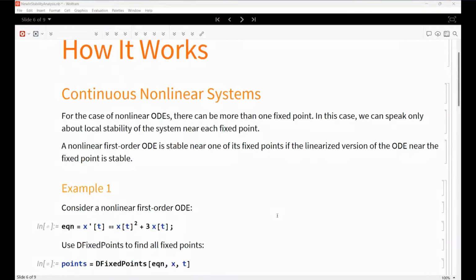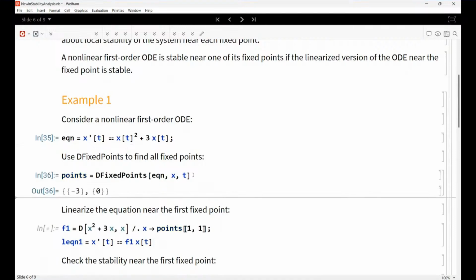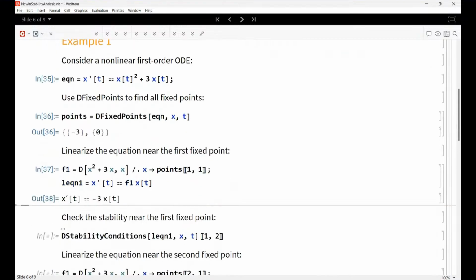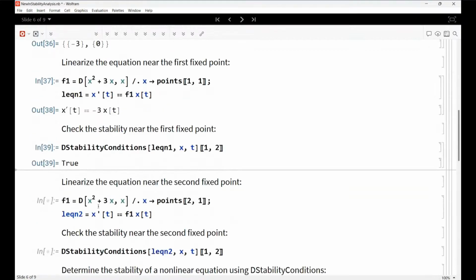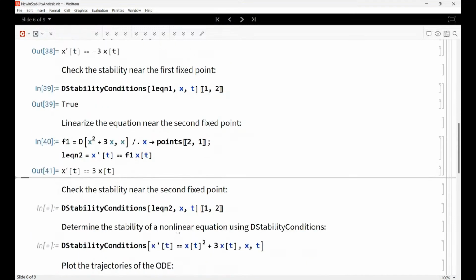And here is an example of a first-order nonlinear differential equation. And this equation has two fixed points. Now we can linearize the equation near the first fixed point, and we will get a linear equation with a negative coefficient here, which means that this equation is stable near the first fixed point. Now we can linearize the system near the second fixed point, and in this case we got an equation with a positive coefficient here, which means that the equation is unstable near the second fixed point.